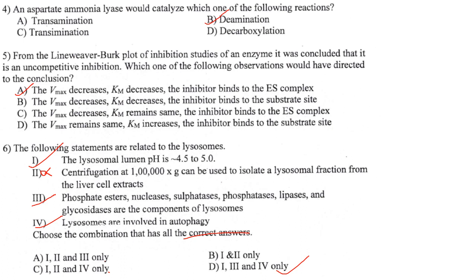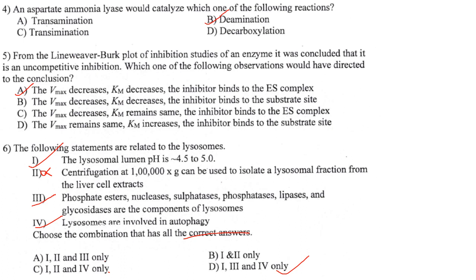Then next one. From the Lineweaver-Burk plot of inhibition studies of an enzyme, it was concluded that it is an uncompetitive inhibition. Which one of the following observations would have directed to the conclusion? There will be a decrease in both Vmax as well as Km, and it is an uncompetitive inhibitor, so it binds to the enzyme-substrate complex. So the answer here is option A.